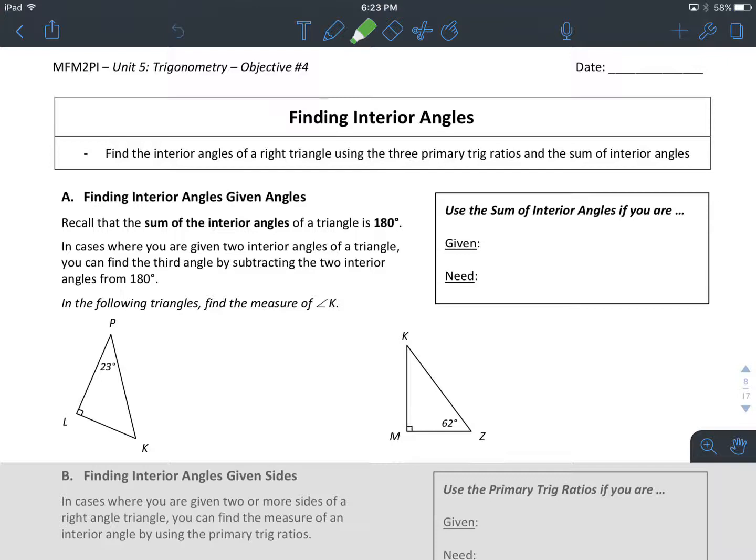So that's the objective today, to find interior angles of a right angle triangle using the primary trig ratios, which we went over in the last lesson, as well as the sum of interior angles. And that's where we're actually going to begin, finding interior angles given particular angles.